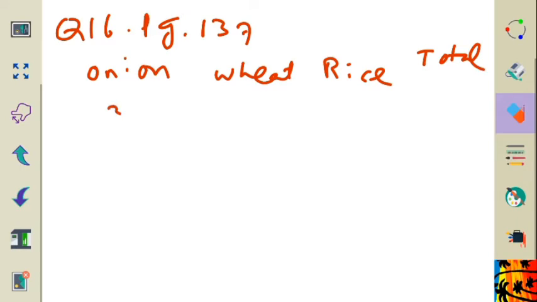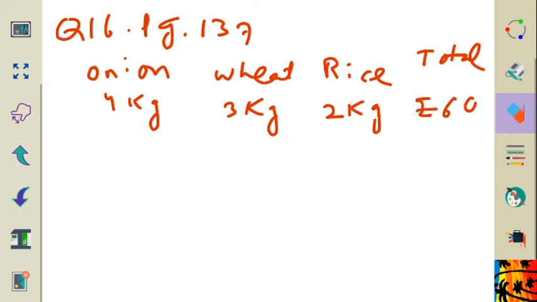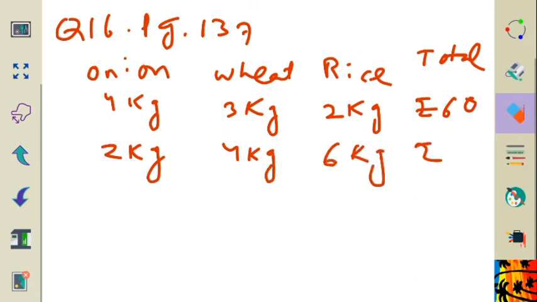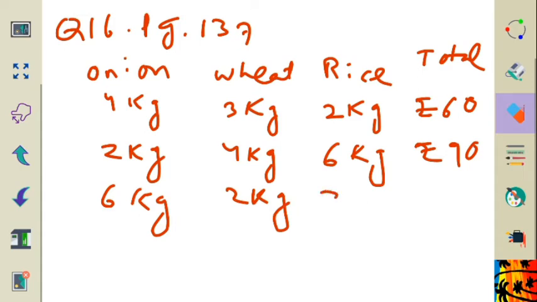Now here, 4 kg onion, 3 kg wheat and 2 kg rice cost rupees 60, right? Next, it is 2 kg onion, 4 kg wheat and 6 kg rice, it is rupees 90. Next, 6 kg onion, 2 kg wheat and 3 kg rice, and the cost is rupees 70, right?